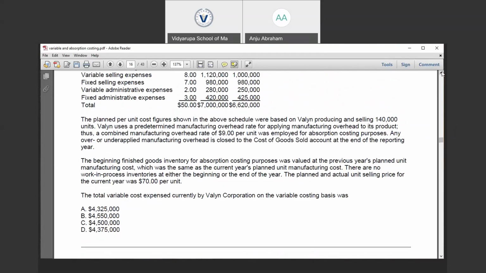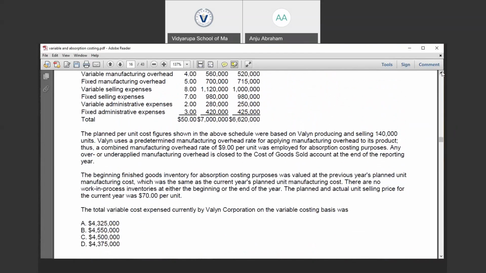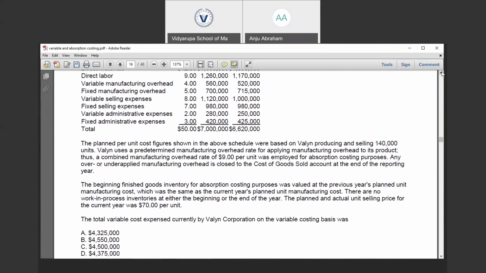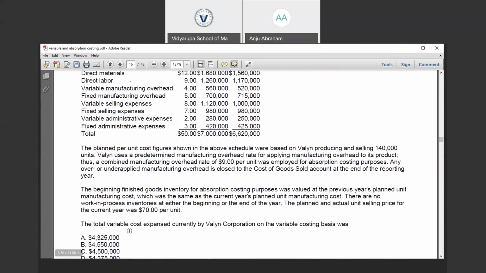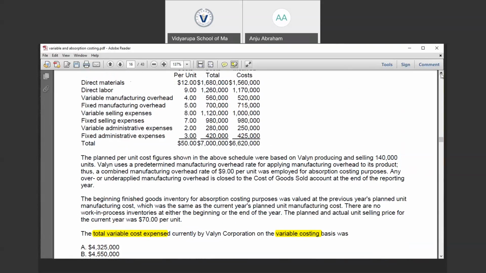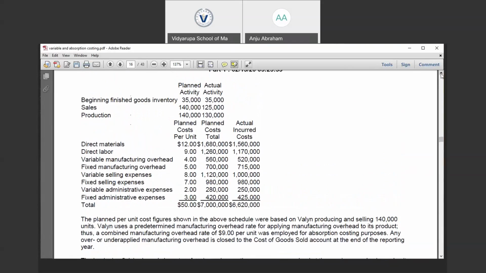So we have discussed this question from the previous details, the same data. In the previous question, the question asked us the total fixed cost. Here, it asks for the variable cost expensed currently by Variant Corporation on the variable costing basis. So total variable cost expense based on variable costing. Under variable costing, the total variable cost includes the variable manufacturing cost as well as the variable non-manufacturing cost. So the data is provided to us.